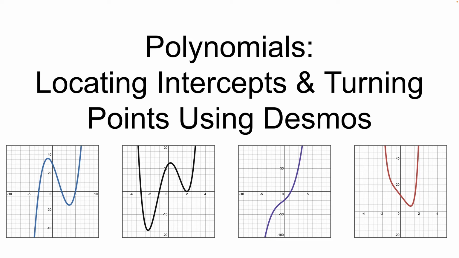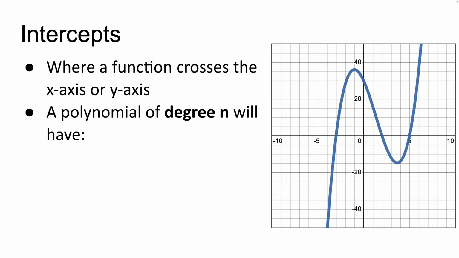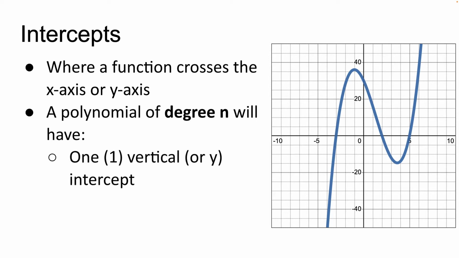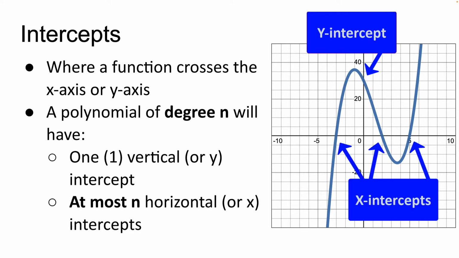Welcome to a video where we will learn how to locate the intercepts and turning points of polynomials using Desmos. Let's get started. The intercepts are where a function crosses the x-axis or the y-axis. A polynomial of degree n will have one vertical or y-intercept and at most n horizontal or x-intercepts.